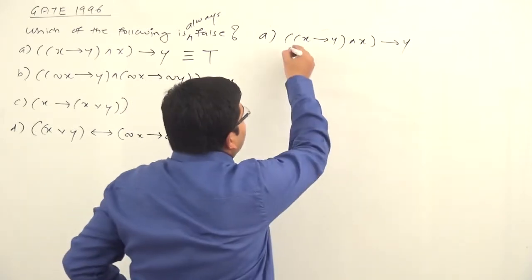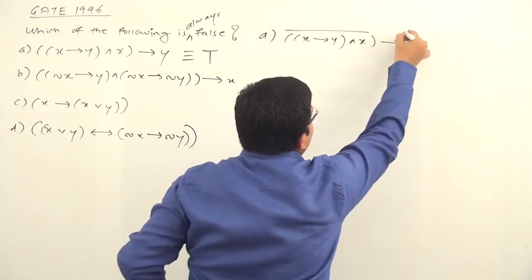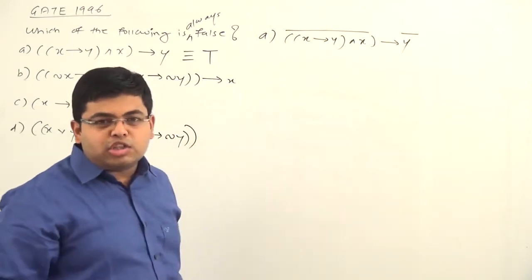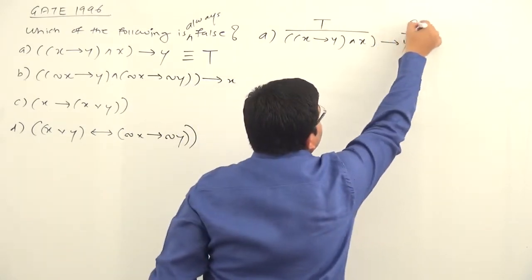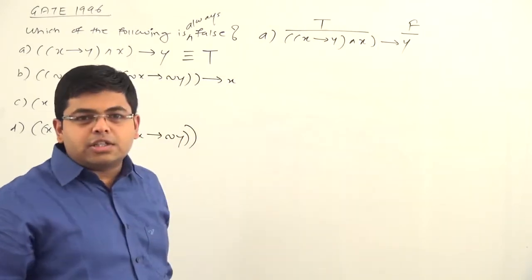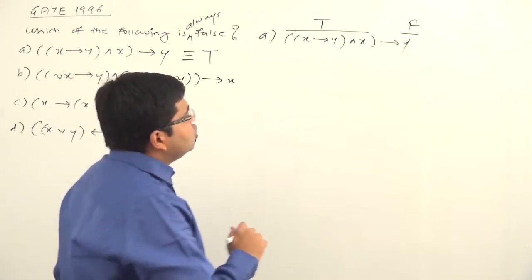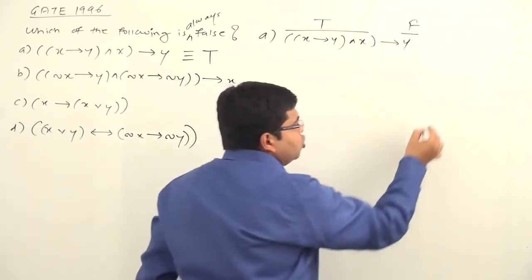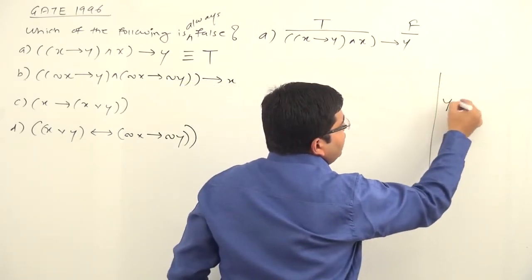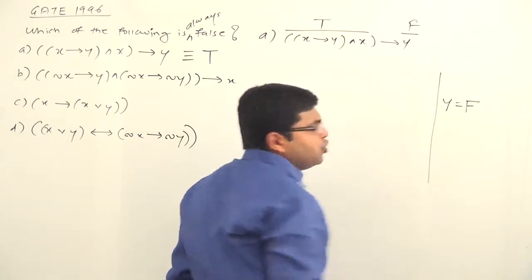So in order to make this implication false, whenever the left hand side is true and the right hand side is false, in that case the implication becomes false. The right hand side is simply y, and therefore, to make the implication false, we need to substitute y equal to false.